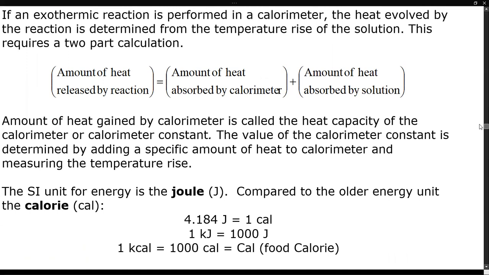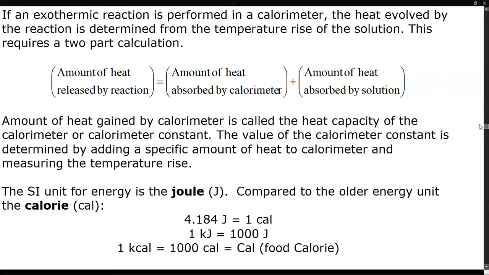But some of the heat is lost to the surroundings, where the amount of heat released by the reaction is going to be the amount of heat absorbed by the calorimeter itself, plus the amount of heat absorbed by the solution. So you're accounting for the amount of heat you lose. And that's called the heat capacity of the calorimeter, that amount of heat you'll lose. And I'll show you how to calculate that.